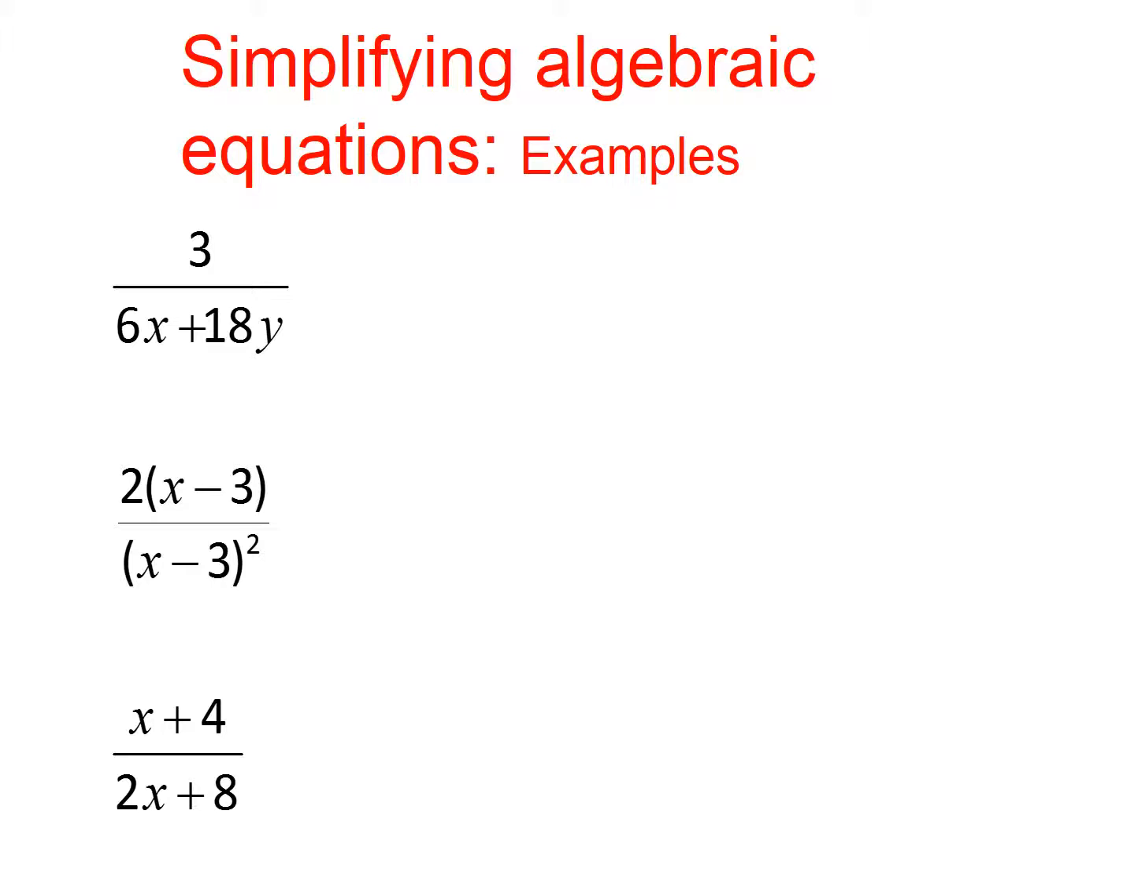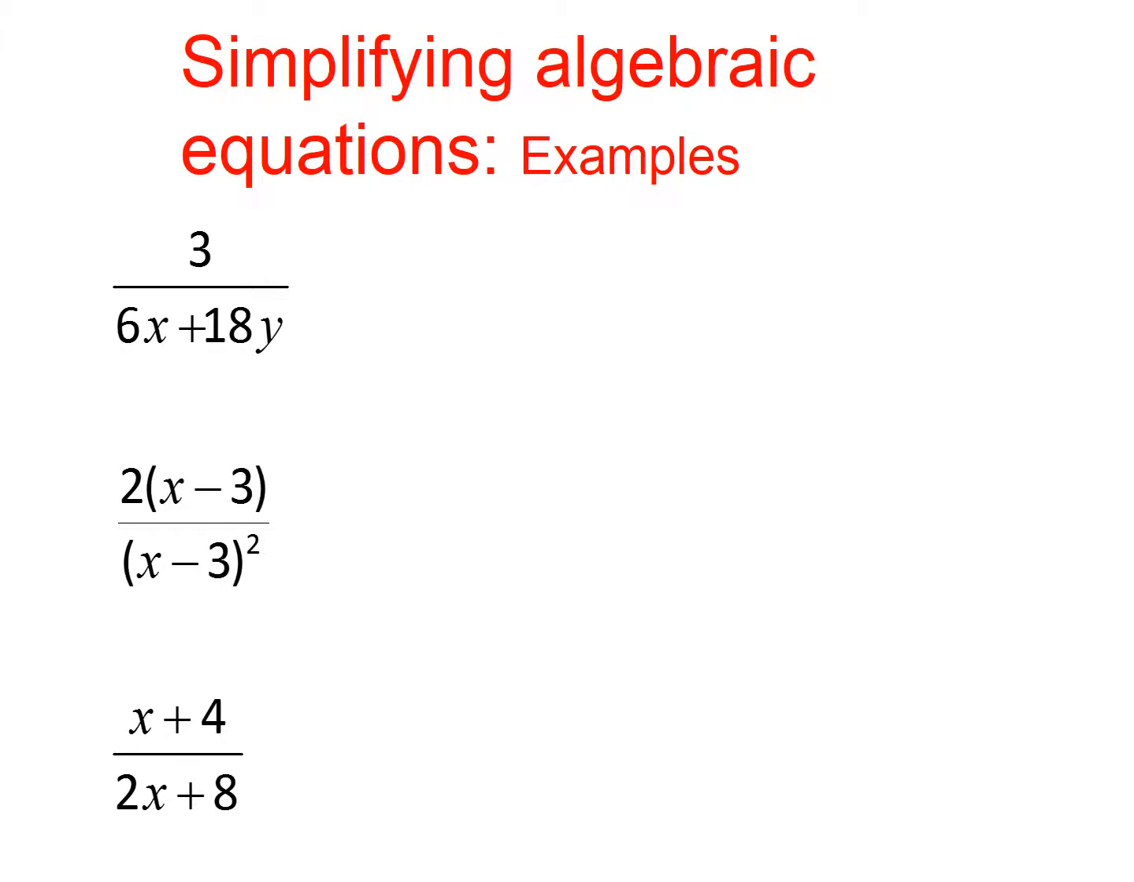So if you want to think about it, 3 can be divided by 3 once. 6x can be divided by 3. It doesn't matter what the value of x is, because it's times by something 6 times. There must be some number of them that you can divide by 3, because 6 is divisible by 3. Similarly, 18 is divisible by 3, 6 times.